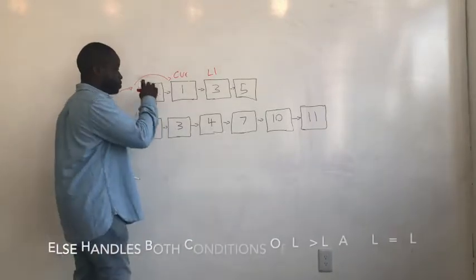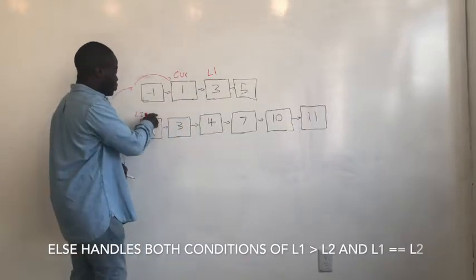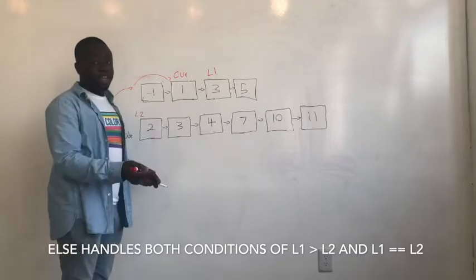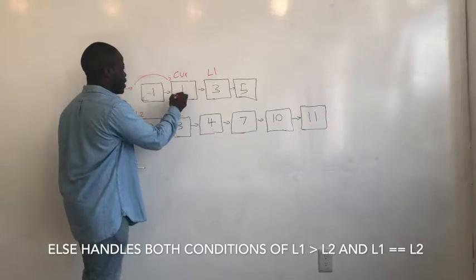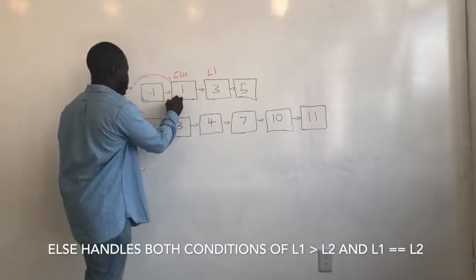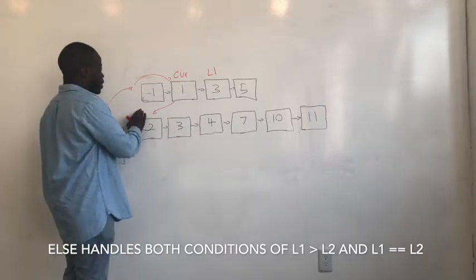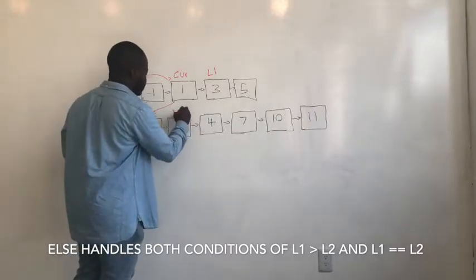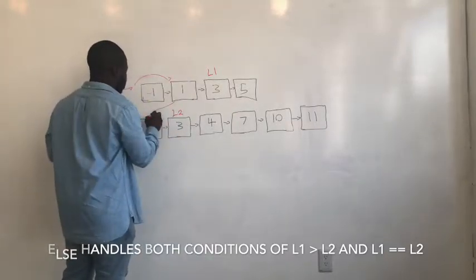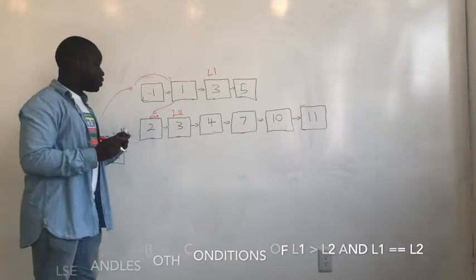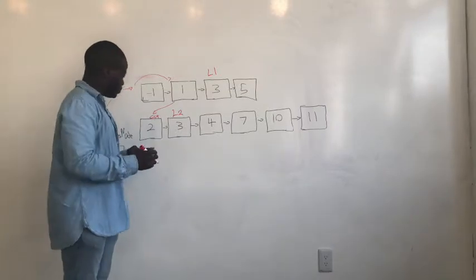We're going to take cur, wherever it's pointing, and point it to the lesser value or the equal value, which our else statement covers. So cur points to L2, and then after that, we update L2 to equal L2.next and move it up. And then we set cur to equal cur.next, because cur is always at the tail of the smallest node value.